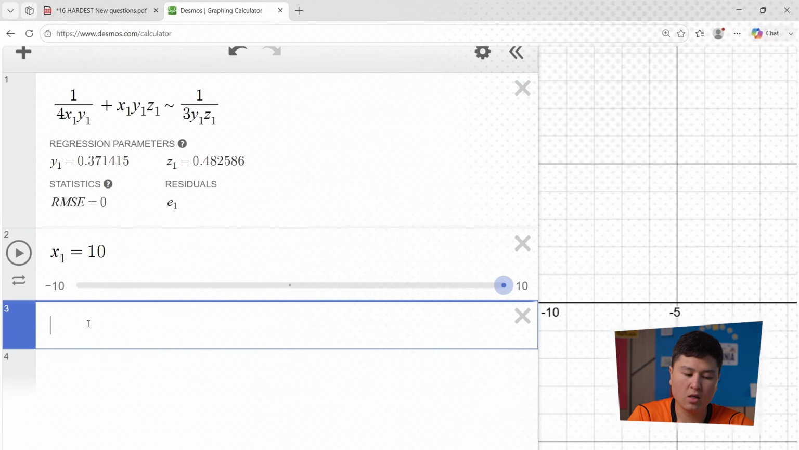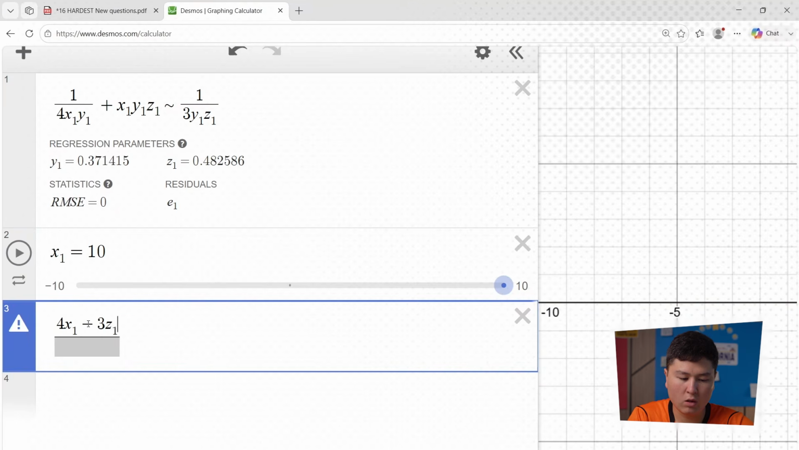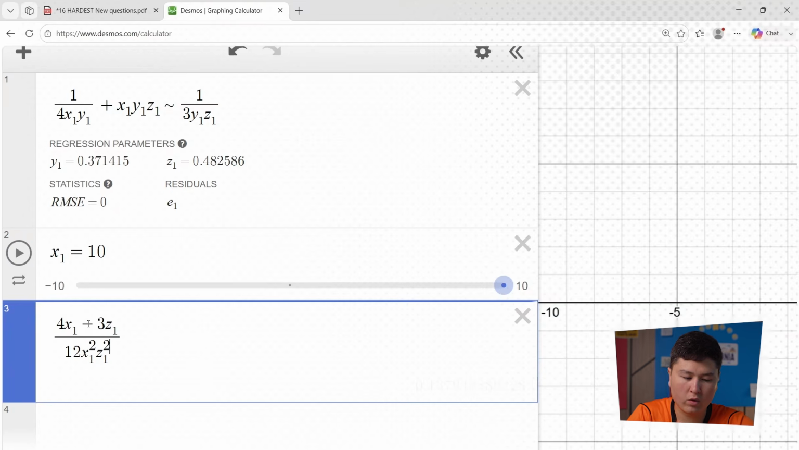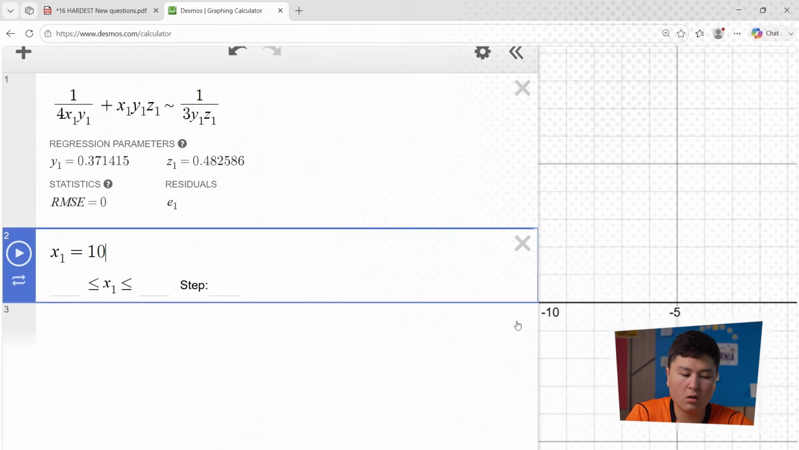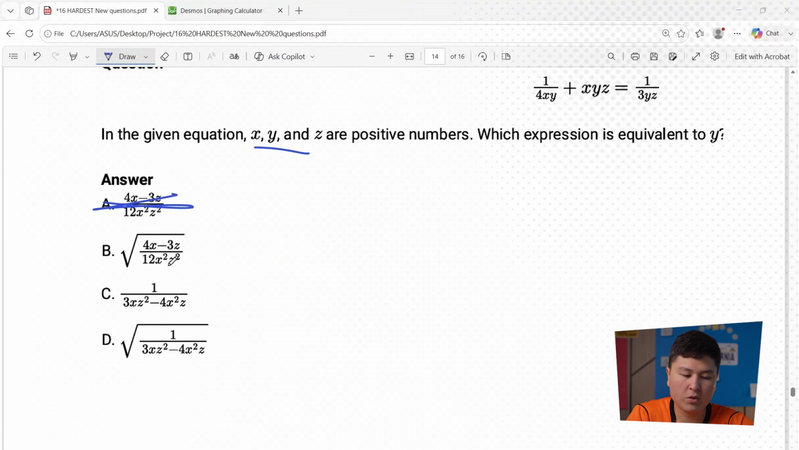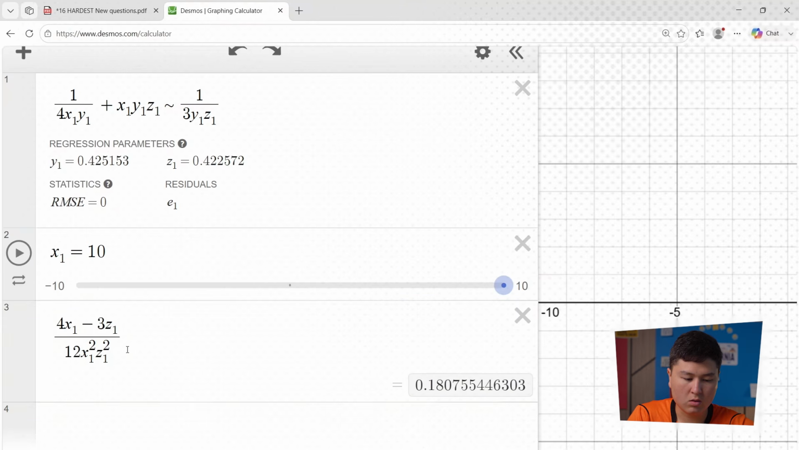So I'll be checking each of them, like 4x1 minus 3z1 divided by 12x1 squared and z1 squared. So is it matching? No. Then eliminate option A. It's not giving us the y value, eliminated. And the B option, oh, guys, let's just do this.